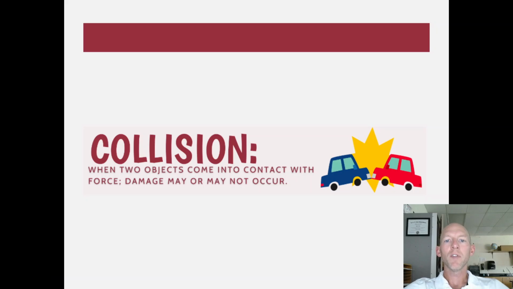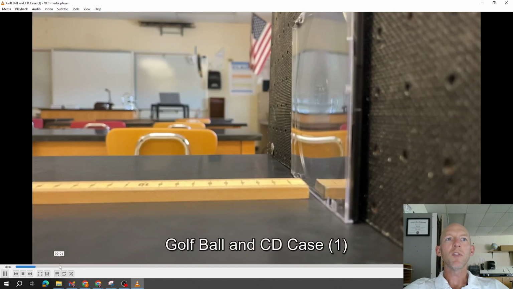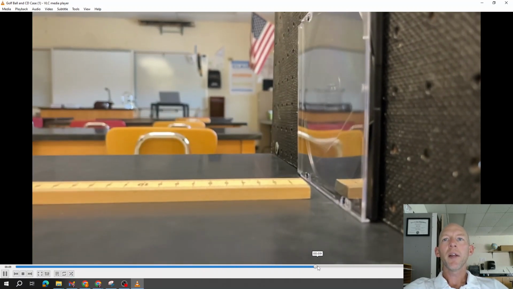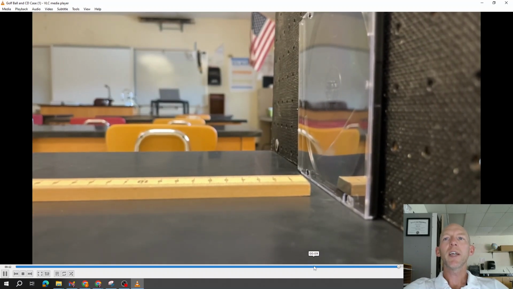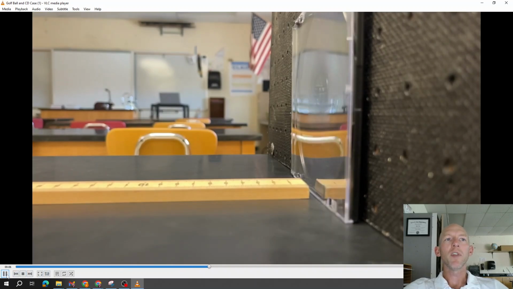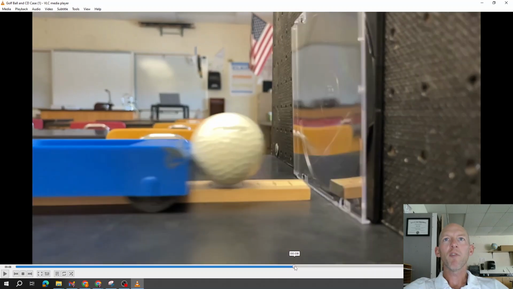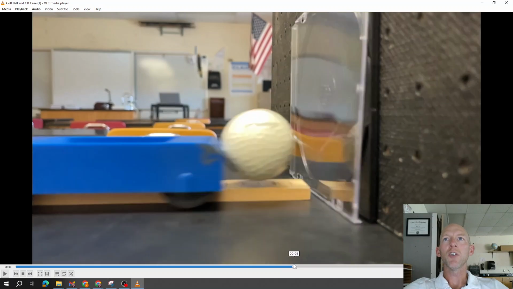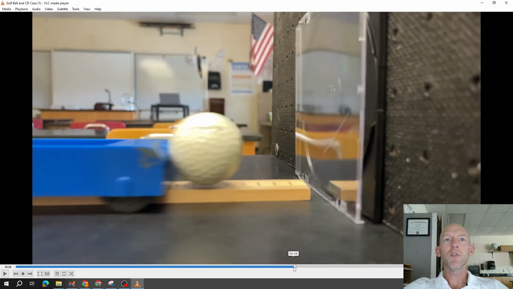We collided, for example, a golf ball into a CD case, a rubber stopper into a CD case, rings into each other, a clay ball into a CD case, and with all of them we noticed some similarities. We notice, for example, that the motion of these things changes. So when the golf ball runs into the CD case, the golf ball's motion changes. It starts going in the opposite direction after the collision, and the CD case's motion changes. It was just sitting there, and then it started moving.